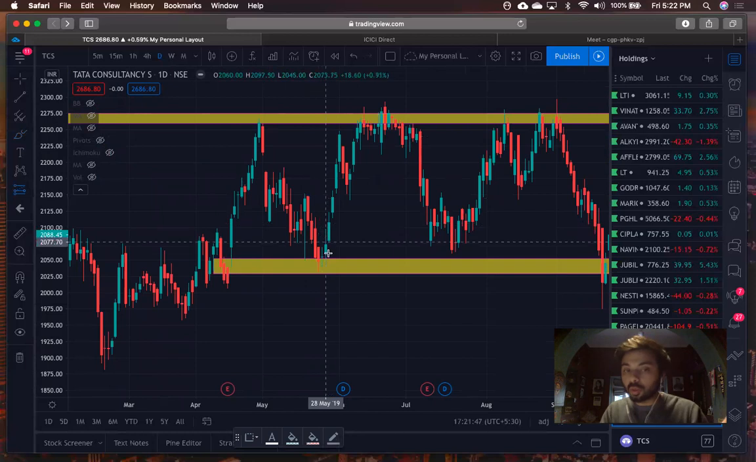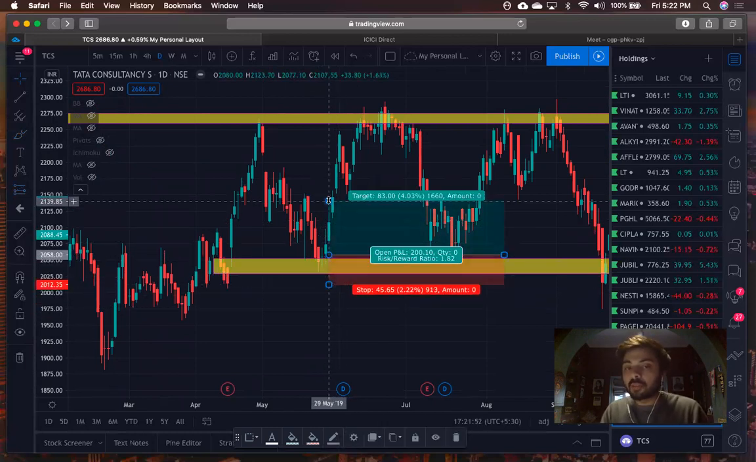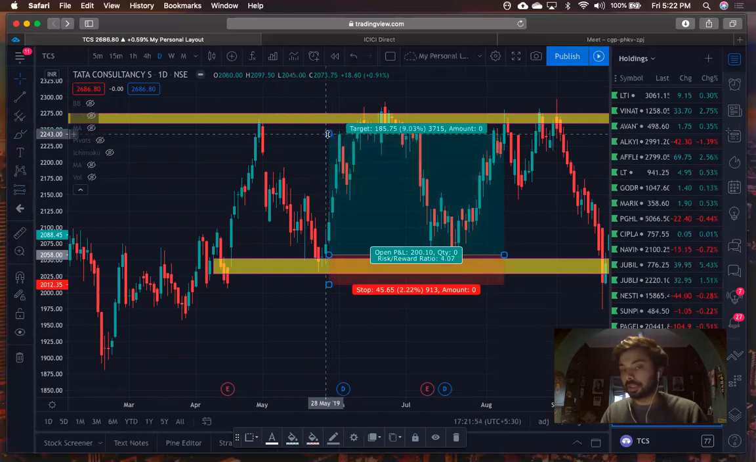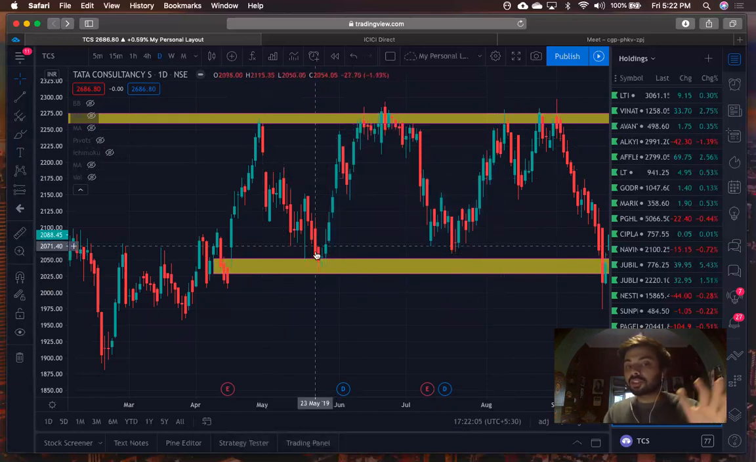If you come to a support, my trade would look something like this. I would keep a very tight stop loss and my target would be something like the resistance. And I get a 4:1 trade. That is the entire reason why people like to buy at support, having a tight stop loss and having a very big target.